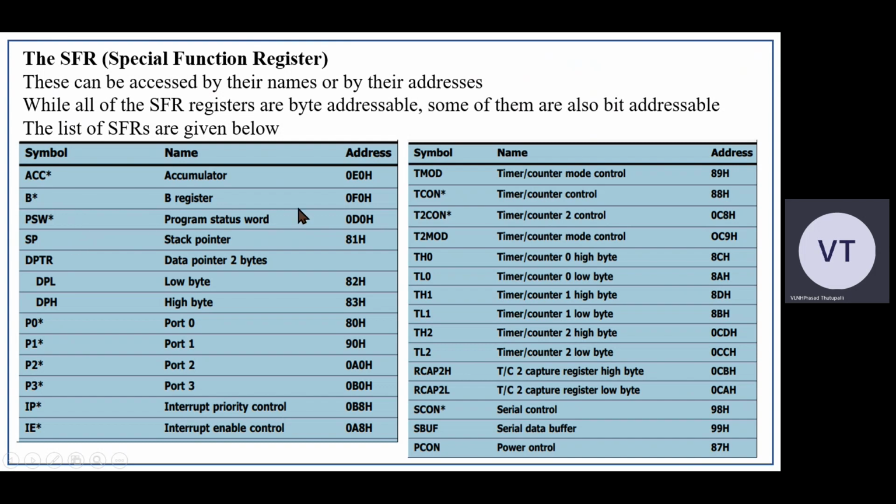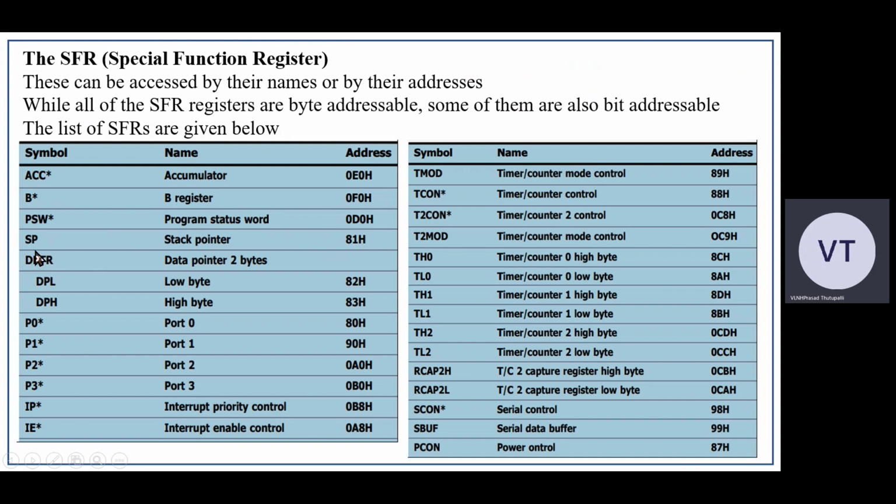PSW is bit addressable. 0D0 is the address of the program status word. Just like a student may be having a name and a roll number, we can refer to that particular student with their name, like PSW, or with a roll number, that is 0D0. Stack pointer is 81.